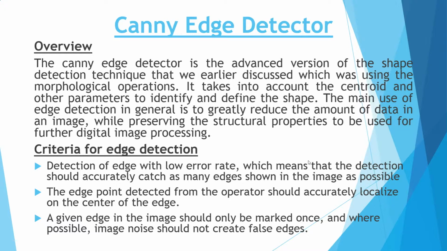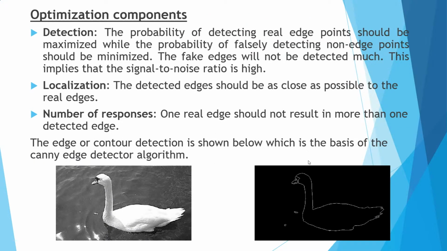There are 3 criteria for edge detection. The first is the detection of edges with a low error rate, which means that the detection should accurately catch as many edges shown in the image as possible. The edge point detected from the operator should accurately localize on the center of the edge. A given edge in the image should only be marked once, and where possible, the image noise should not create false edges. The optimization components are detection, localization, and number of responses.